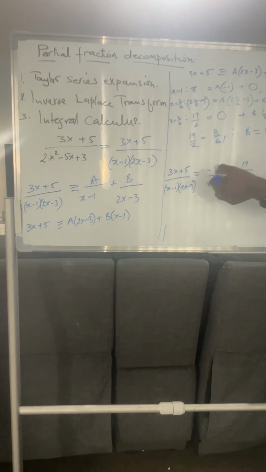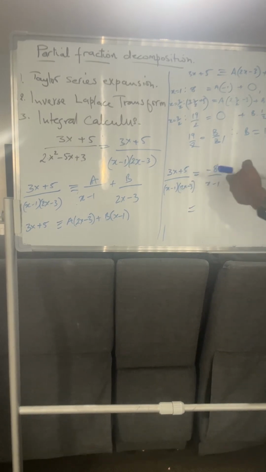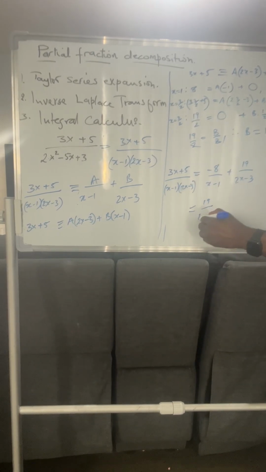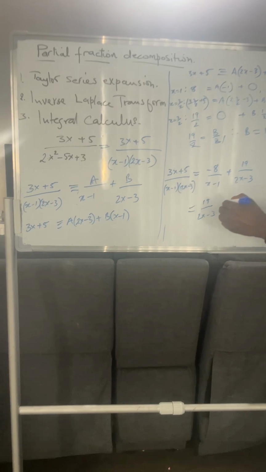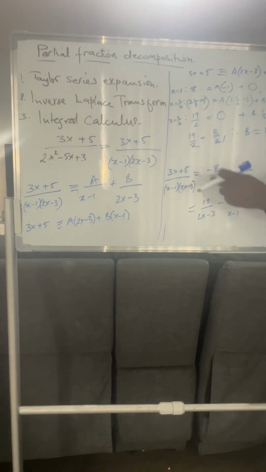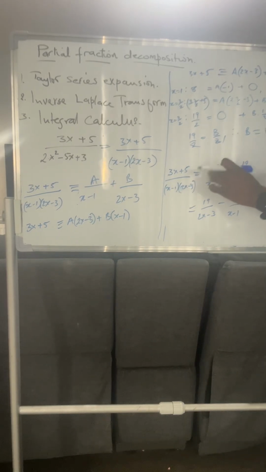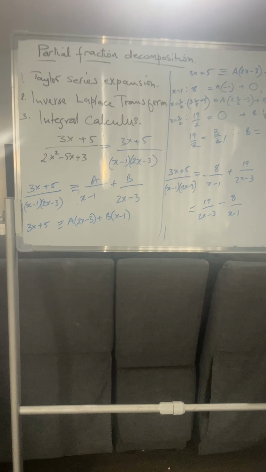If you don't want your negative sign to be at the front, you can swap: 19 all over 2x minus 3 minus 8 all over x minus 1. It doesn't matter as long as you are consistent, 8 over x minus 1. So you just make it look nice because of the negative sign. You want to bring it at the end. So this is what you have.